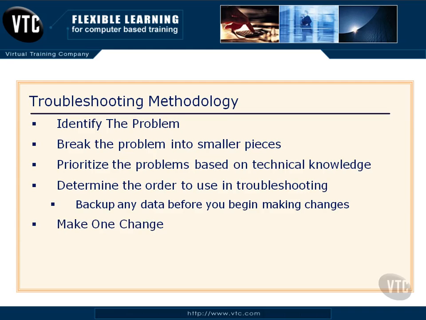Then what you want to do is, and oh, by the way, if you can't back up any data, make sure that you inform the end user. Is there a current backup of this? Because the machine's in a state that I cannot back it up and we could lose data. Make sure they understand that, okay? Then make one change, okay? Test for results.